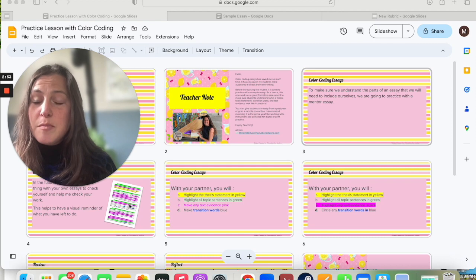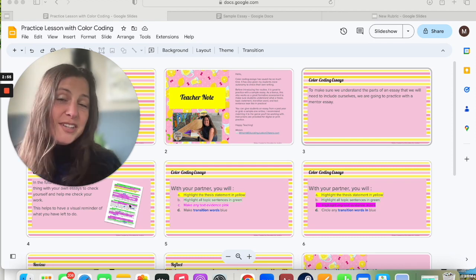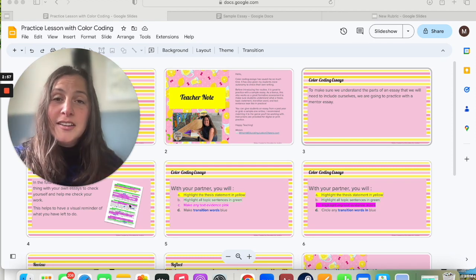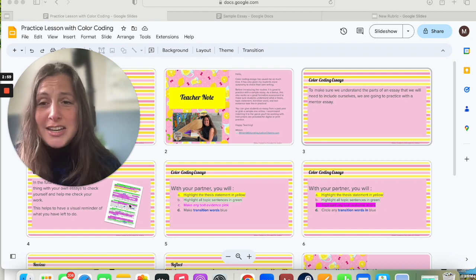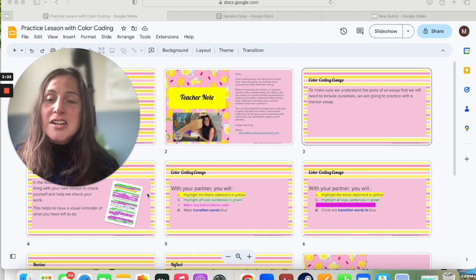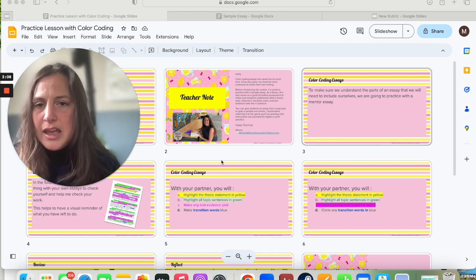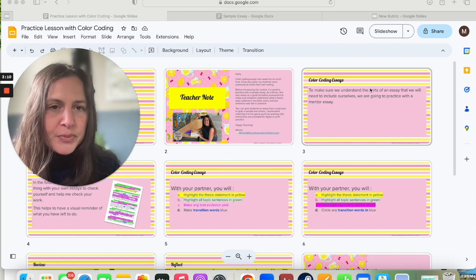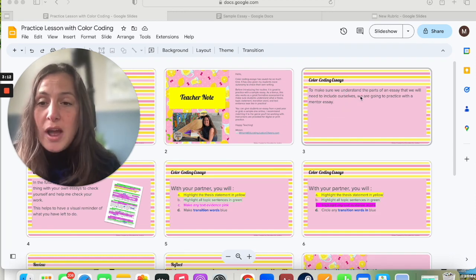So I give them the essay. Sometimes I use an essay from a past year. Other times I use one that I've written, depending on the group and what I know we'll be doing that year. So we talk about why it's important.